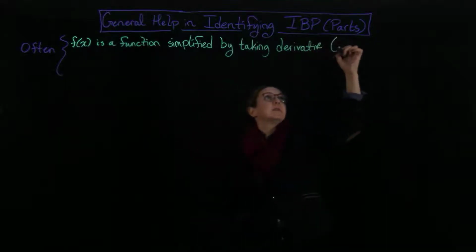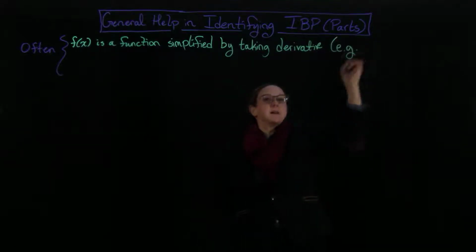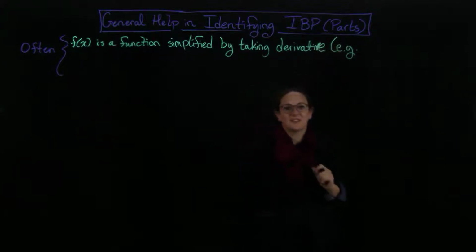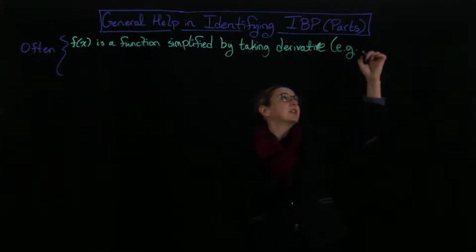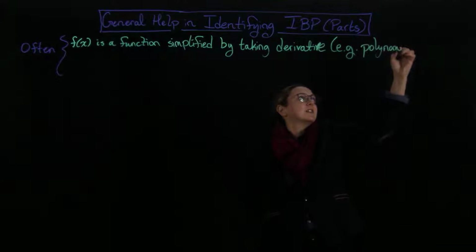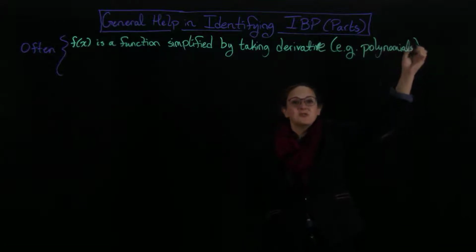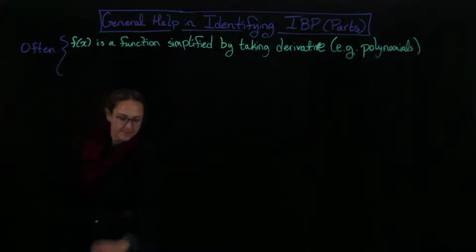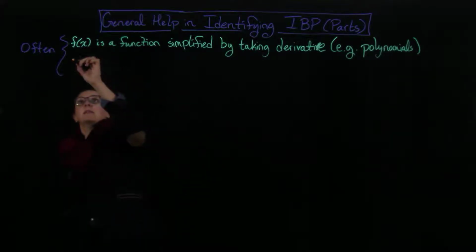For example, with our functions that are simplified by taking the derivative, for example, polynomials, right, because the degree goes down when you take the derivative. If it's a high degree polynomial, you'd actually have to use integration by parts a number of times, so that would be tricky.